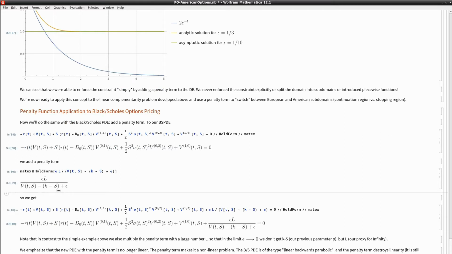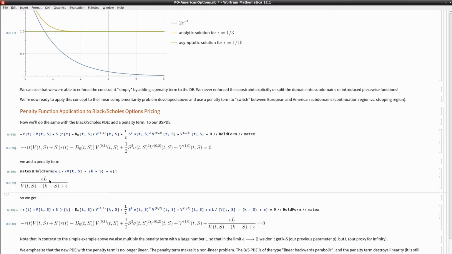So if you look closely, there are two differences. Instead of p, we are subtracting k minus s. Right? This was our p above. We had v minus p plus epsilon in the denominator. So here we are replacing p with k minus s. This is parity, right? Note that k minus s was parity. And the other change that we have is that we're also multiplying this with capital L.